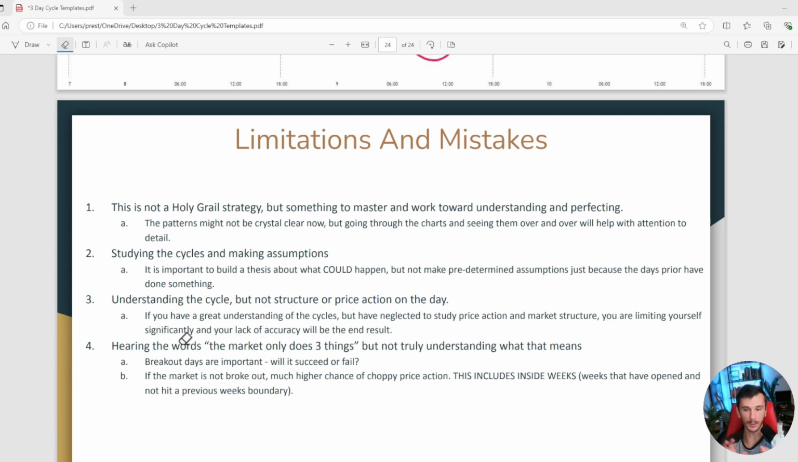I'm looking for those previous days to have done something and then using today as a comparison to that. This is what's happened in the past. This is what that is showing me. And then this is what today is showing me. I compare and contrast the two and then make a decision on whether or not that trade setup is actually forming and presenting. Understanding the cycles, but not structure and price action on the day.